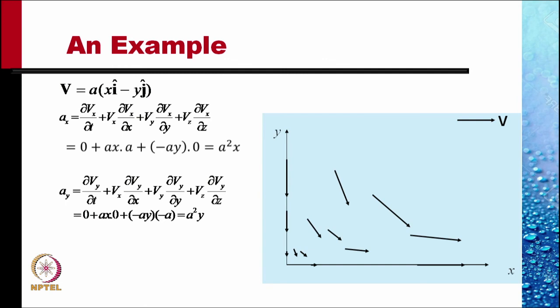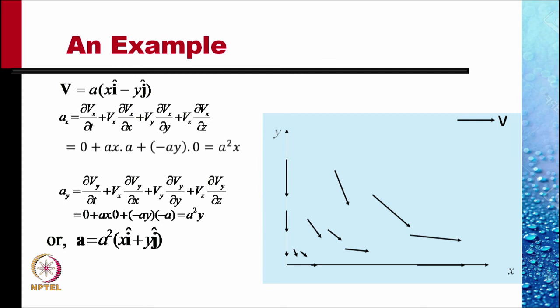So the acceleration vector is a square xi plus yj. This is the acceleration of the particle which would be at the location xy at a given time t. Note that the acceleration is independent of time. The velocity was independent of time, so acceleration is also independent of time.